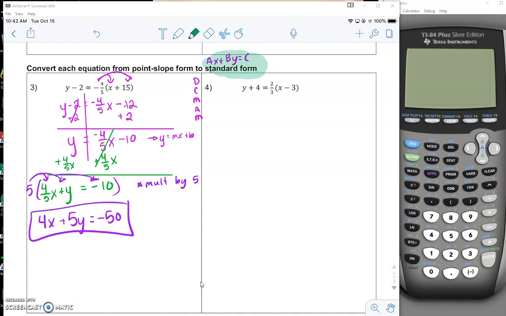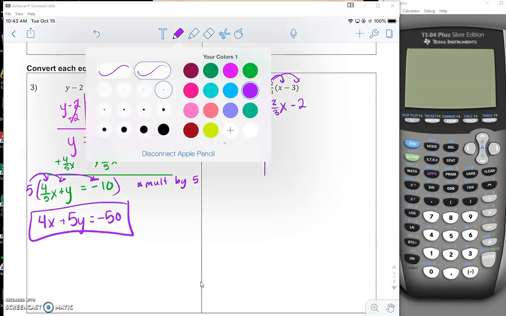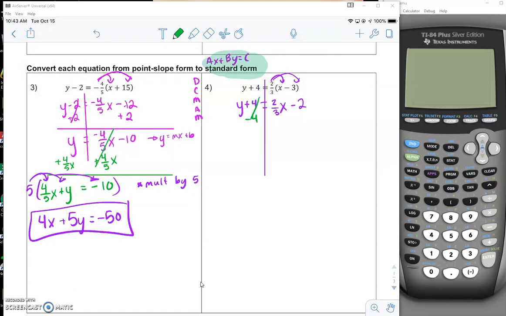Number 4, y plus 4 is equal to 2/3 times x minus 3, beginning with distributing. Y plus 4 equals 2/3 times x. 2/3 times negative 3 is minus 2. I want to get my like terms together, so minus 4 on both sides. Y is equal to 2/3 x. Negative 2 minus 4 is negative 6.